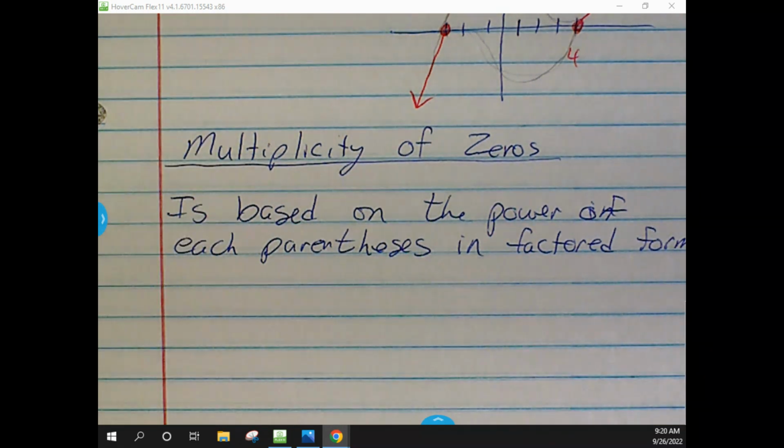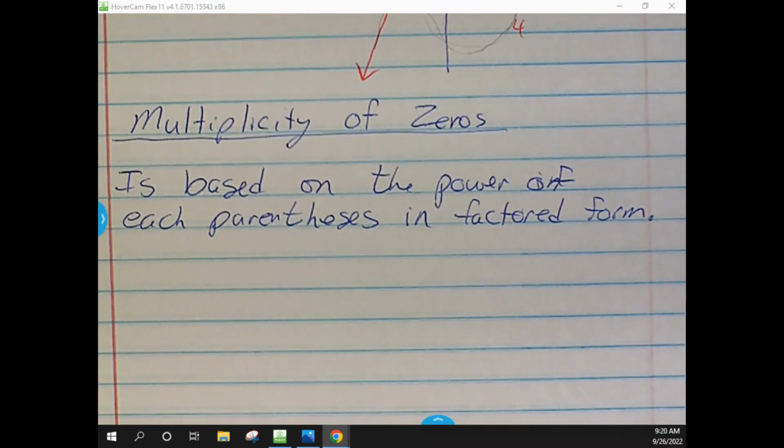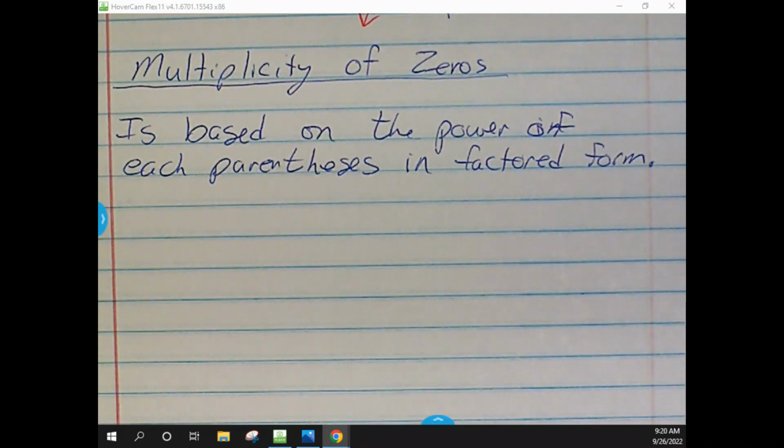So we're going to know what this thing is going to do based on when we take this thing and get it factored down to a point.